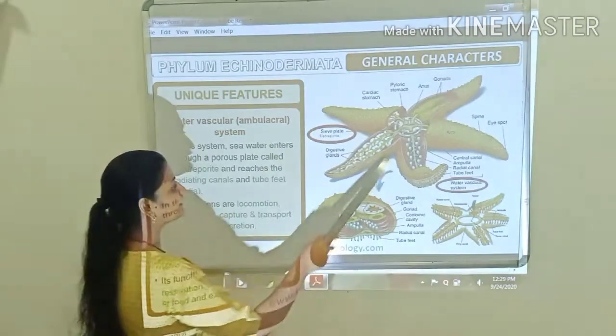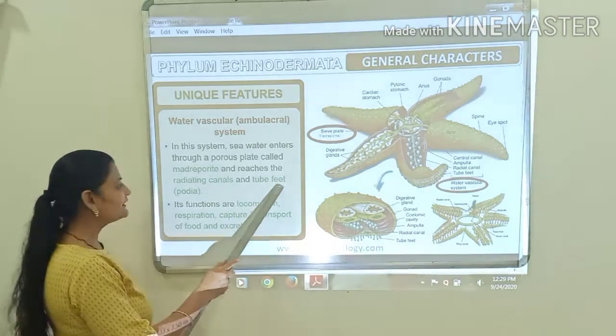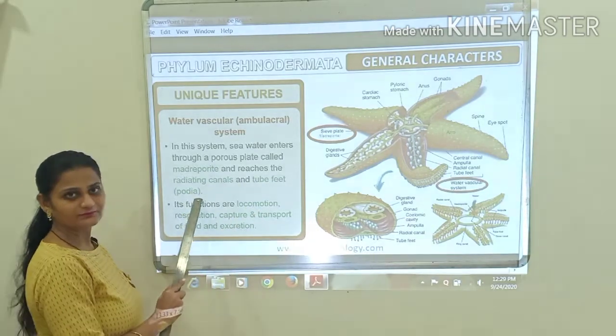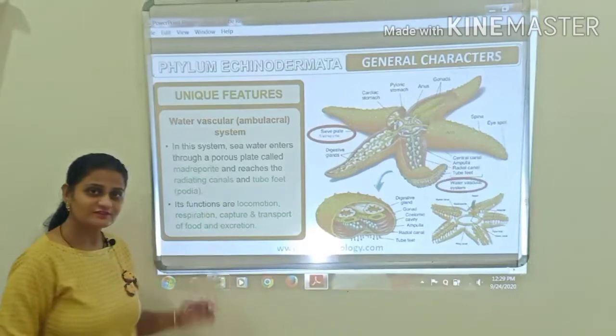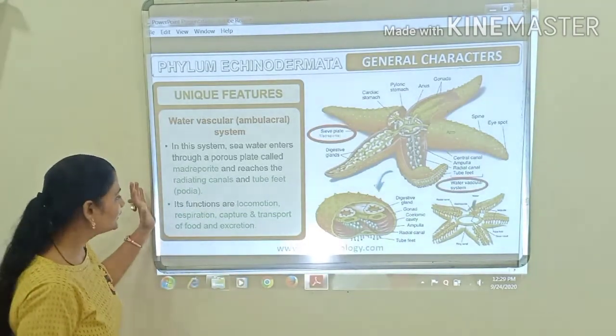Radiating canals से फिर कहाँ जाएगा, and it will reach to the tube feet which are called the podia, correct? I hope this is clear to everyone. I have made it very clear to all of you, okay.